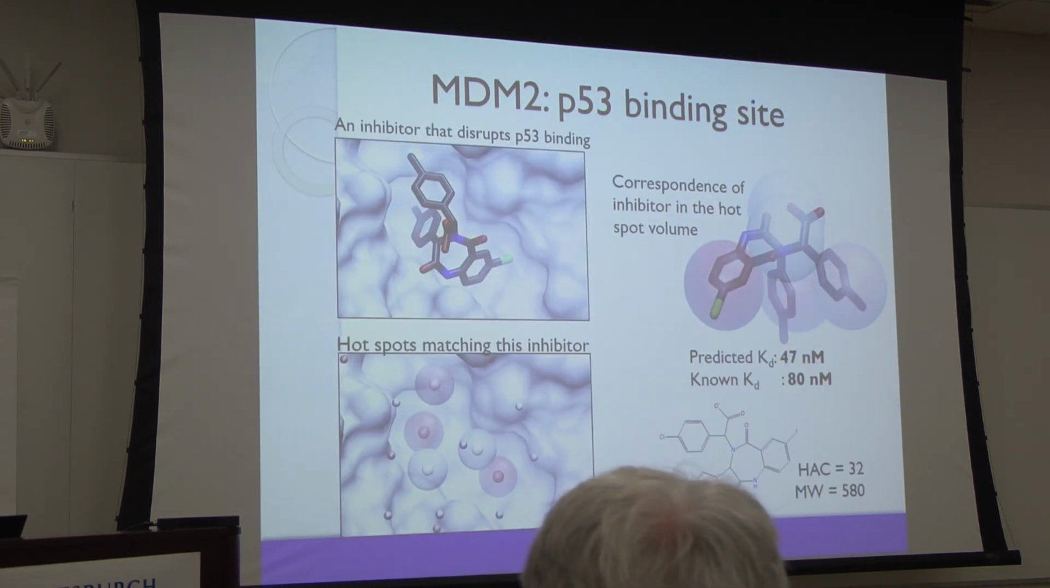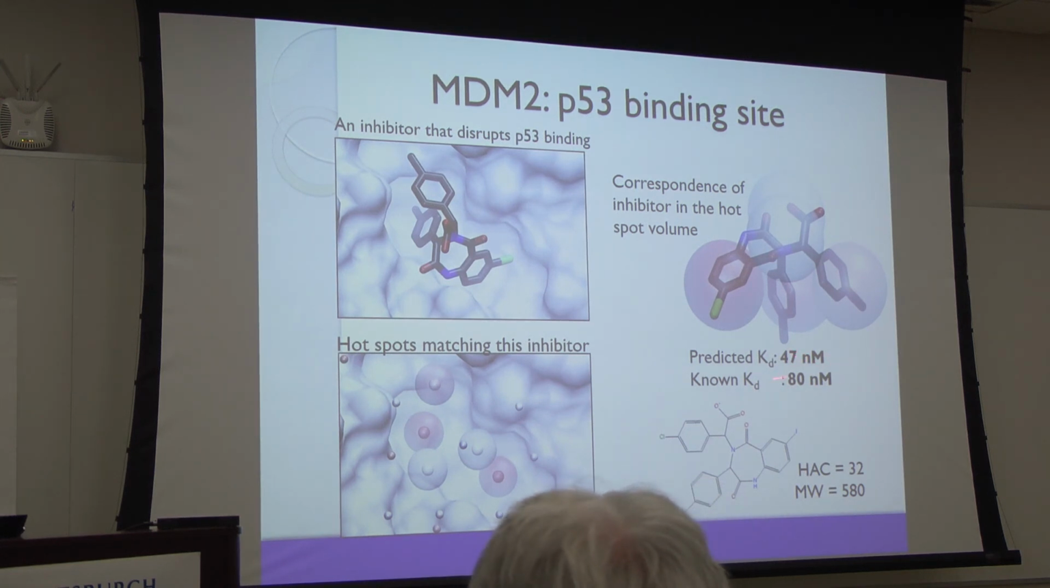You see, for example, we predict 47 nanomolar. The known affinity is 80 nanomolar. So in our case, to be even in the same order of magnitude is something important in those computations.